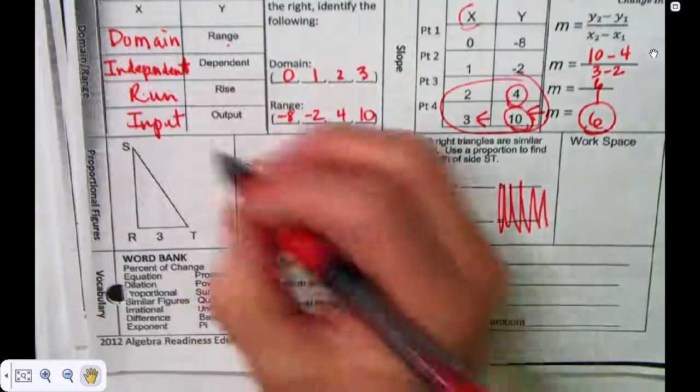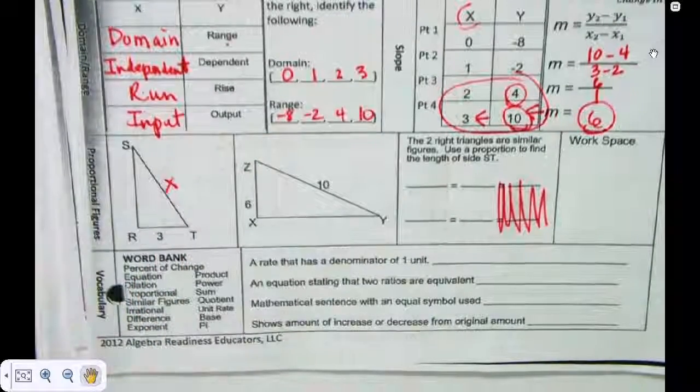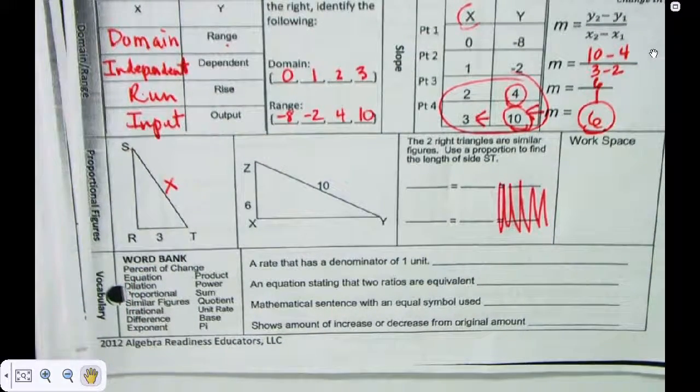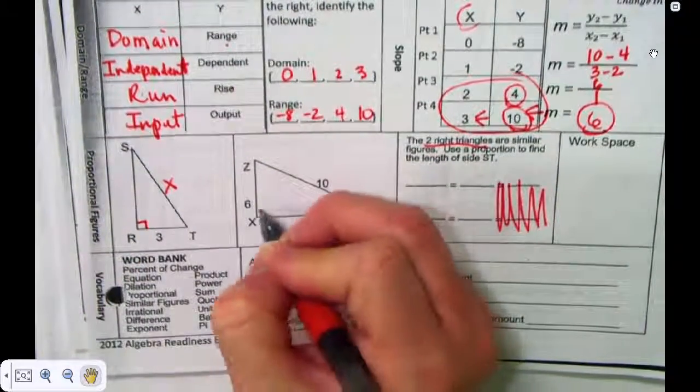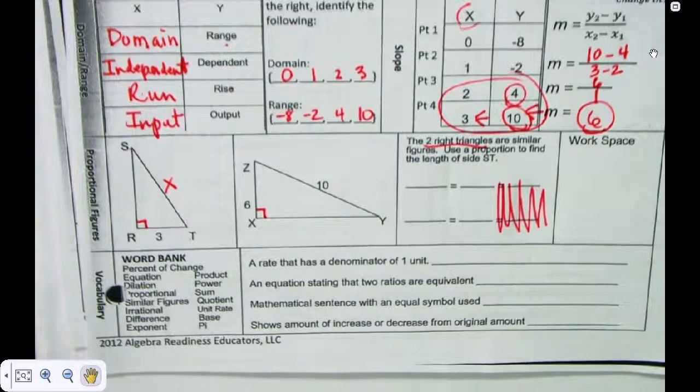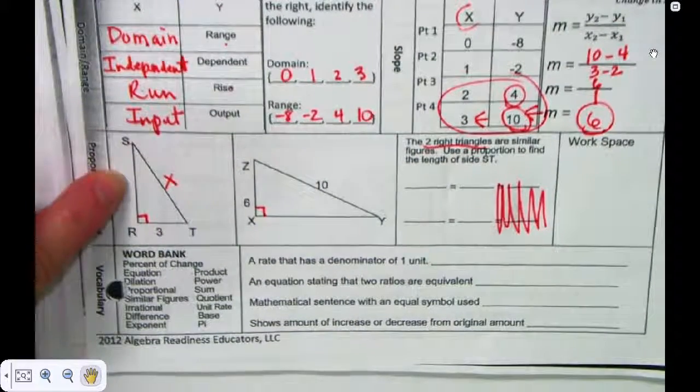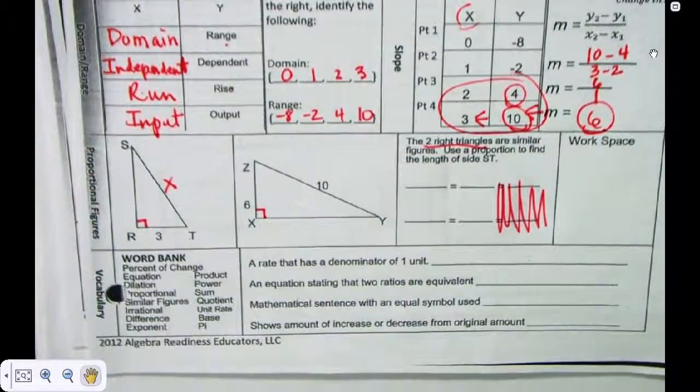Now we're going to set up these similar figures in a proportion. Okay, we need to get x, line segment ST. How do we know these are right triangles? It tells us. Boy, second period was going on and on about all this stuff. And I said, hey, guys, it tells us 2 right triangles. So let's go put our right angle corners in there.